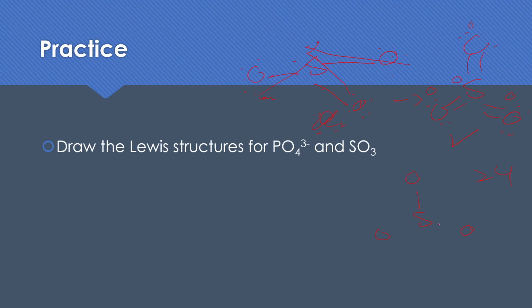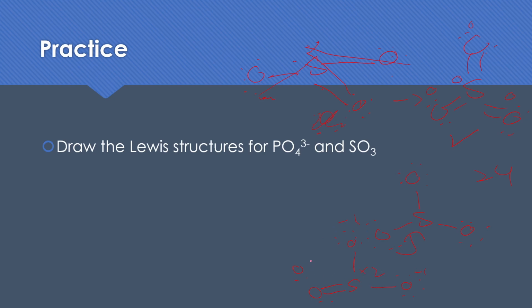So let's do the other method: sulfur, oxygen, oxygen, oxygen, 24 valence electrons, 6 times 4. So we go 2, 4, 6, 8, 10, 12, 14, 16, 18, 20, 22, 24. Sulfur doesn't have an octet, so move that one in. So you get 0, minus 1, minus 1, plus 2.